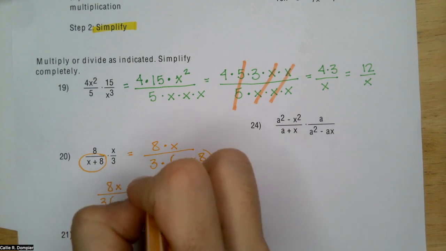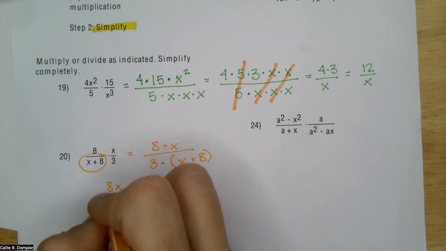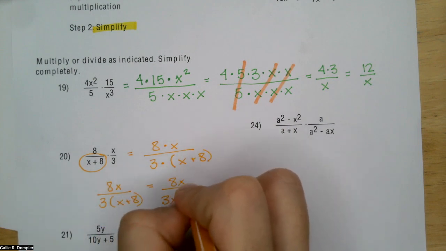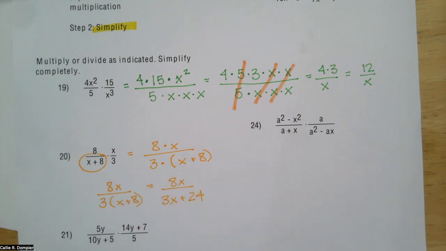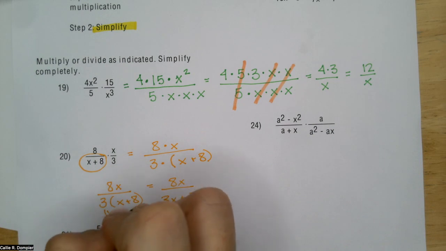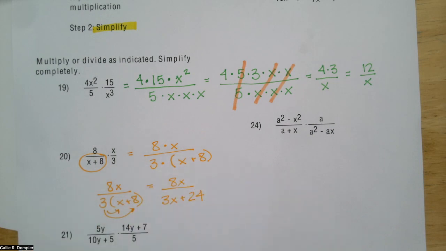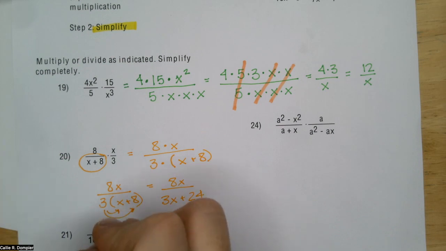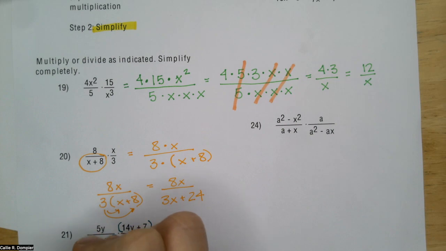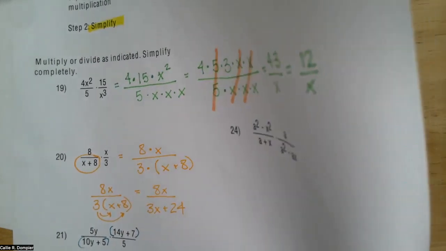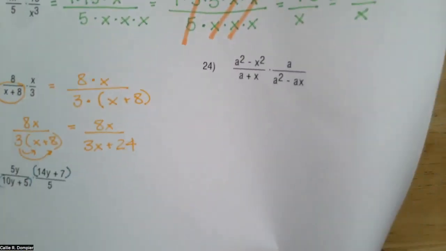You could even say it's 8x divided by 3x plus 24. But that doesn't change anything, and they usually want it in its most factored form. So all I did there was distribute the 3. Does not mean I can factor anything out, okay? All right, remember, if you have a binomial, it's now in parentheses because we're multiplying it by another division problem.